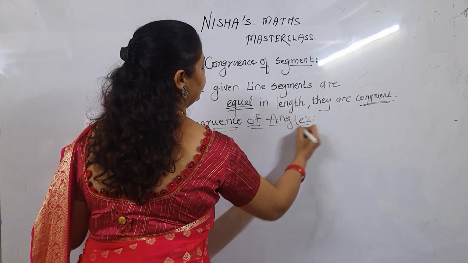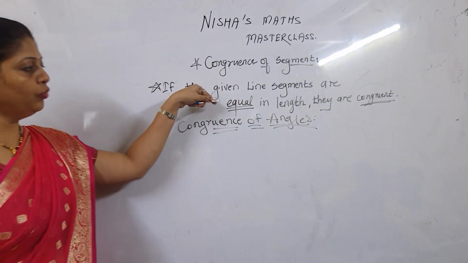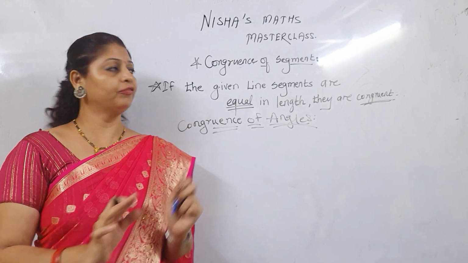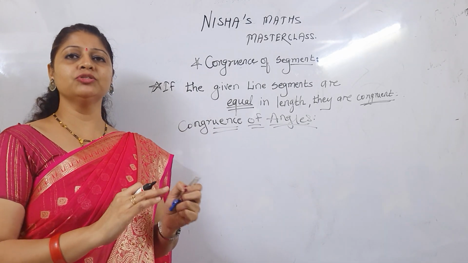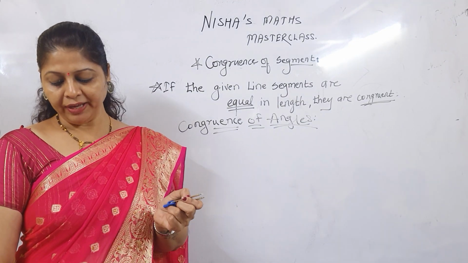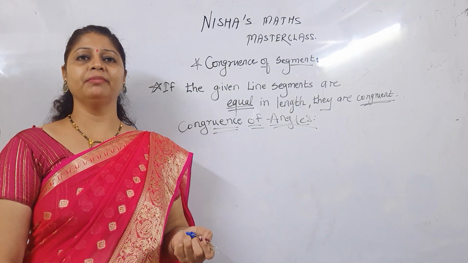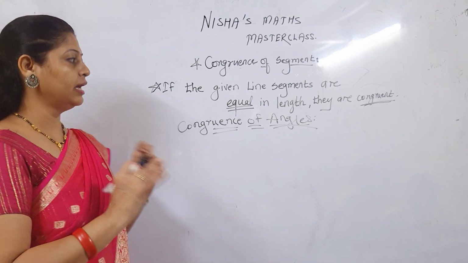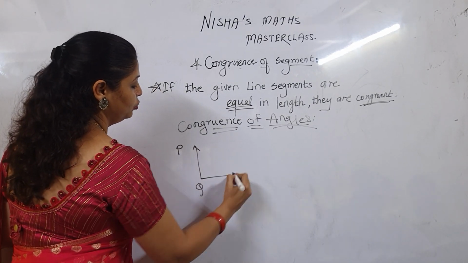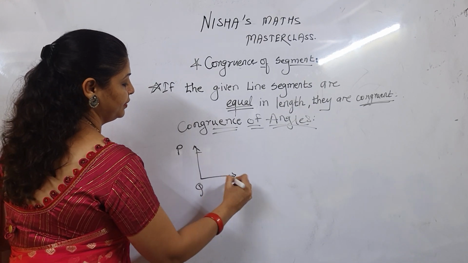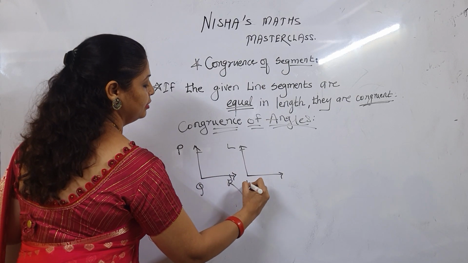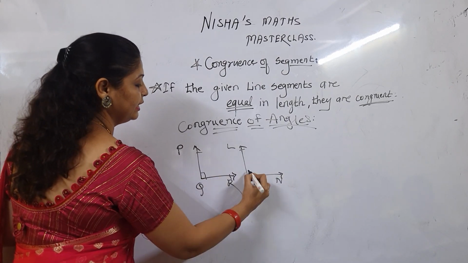Congruence of angles. Okay, now we have learned about the line segment, meaning equal measurement of length of the line. If those are equal, we call that congruence of line. Now congruence of angle means two angles with equal measurements, so we call that congruence of angle. For example, I draw one angle here, PQR. The same angle I draw here, LMN. Both are 90 degree.